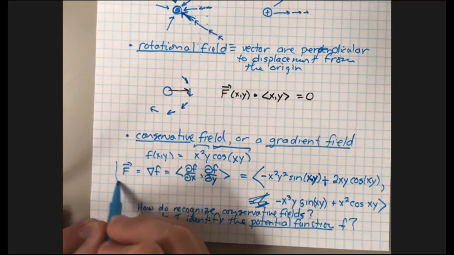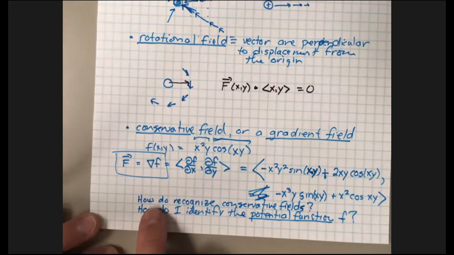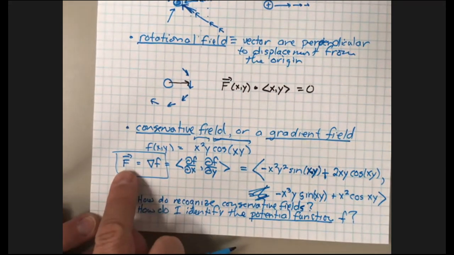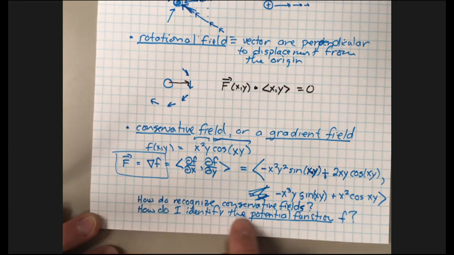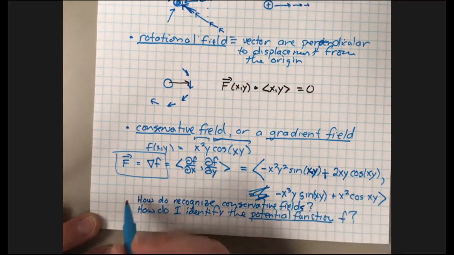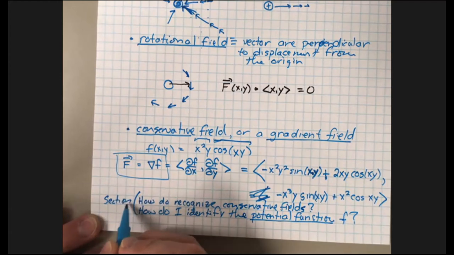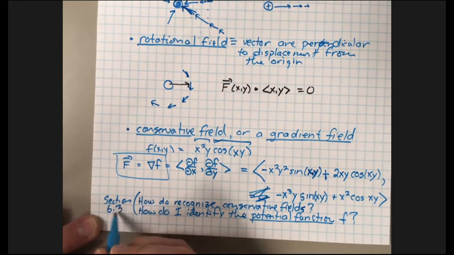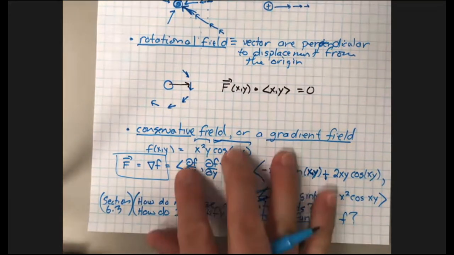So this is a very important concept, and it's not trivial. Say, how do you tell when a generic field you've been handed is a conservative field if you haven't been told this f? And if you haven't been told this f, how do you identify it? This is the subject of section 6.3.